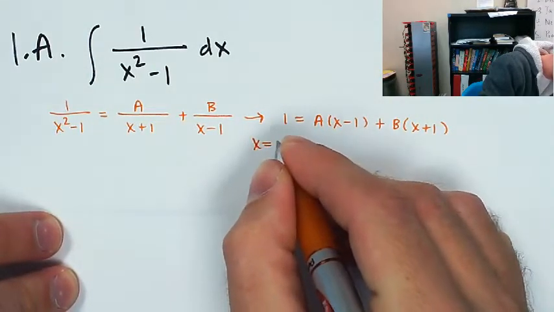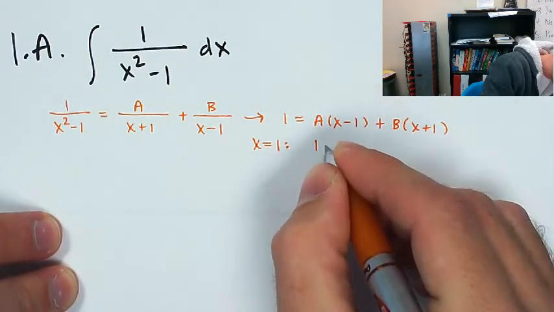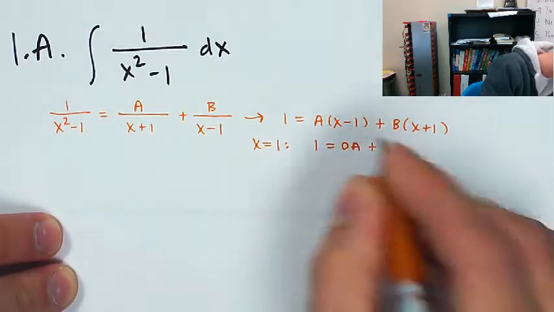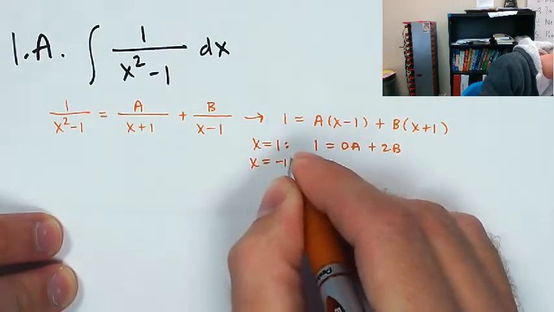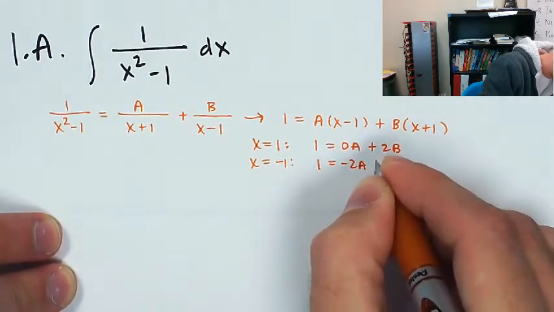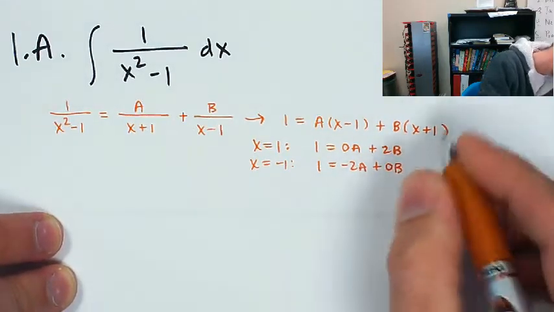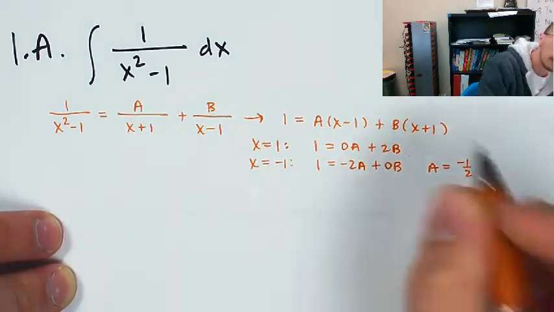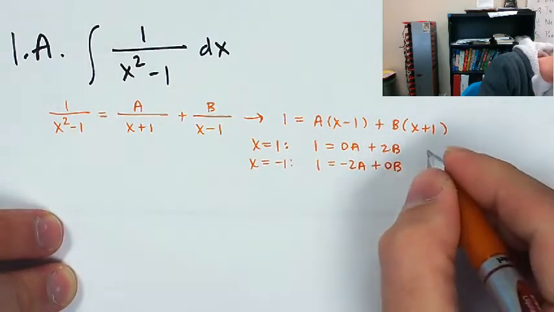I'm going to let x equal 1. And then I'll get 1 equaling 0a plus 2b. When x is equal to negative 1, I'll get 1 equaling negative 2a plus 0. So I've got a equaling negative 1/2 and b equaling positive 1/2.